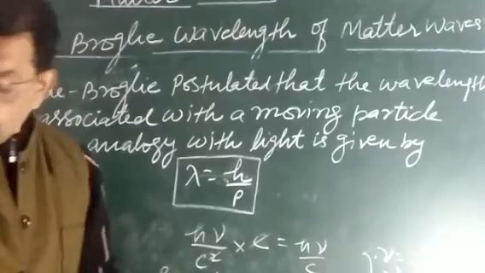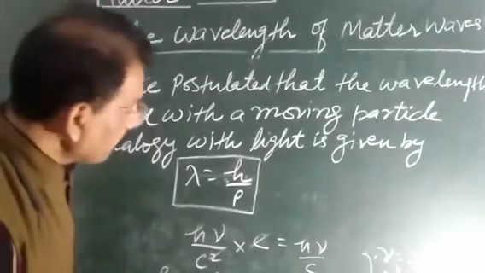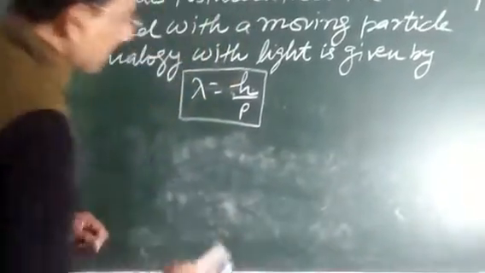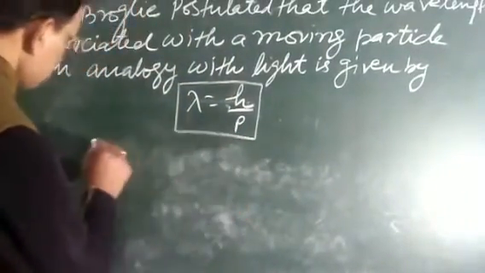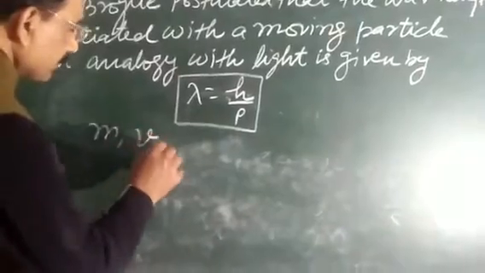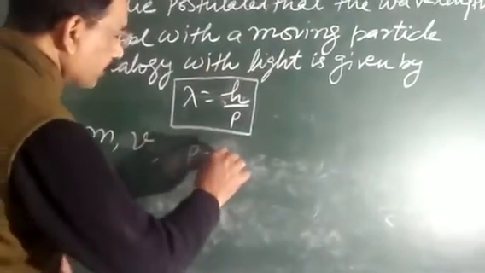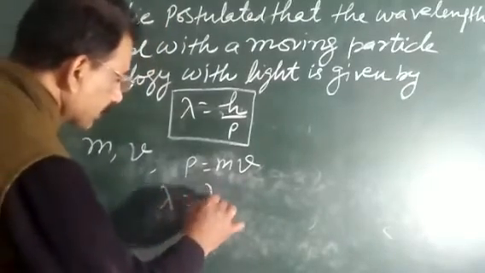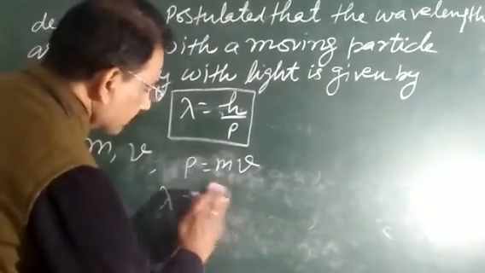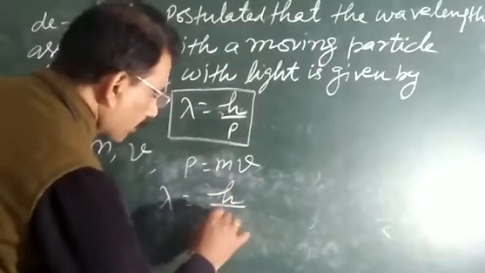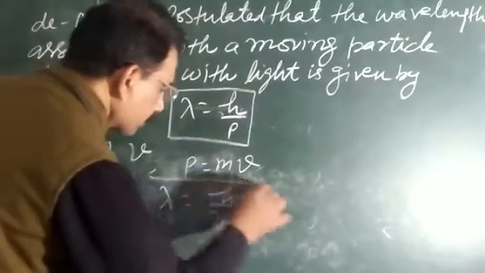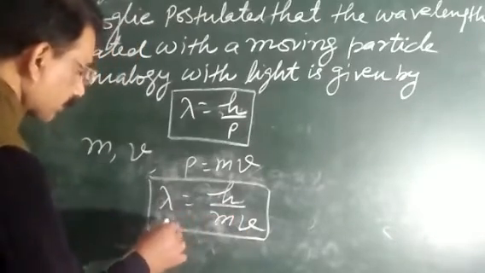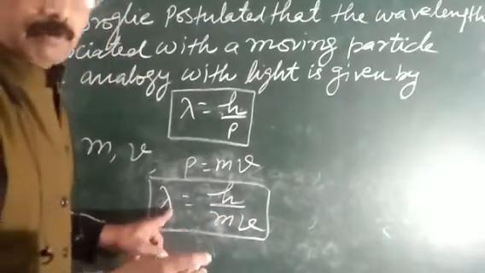Suppose the mass of that particle is m and its velocity is v. Then in place of p you can write mv, and the de Broglie wavelength of that particle is given by lambda equals h upon mv. Remember this: lambda is equal to h upon mv, where lambda is called the de Broglie wavelength.